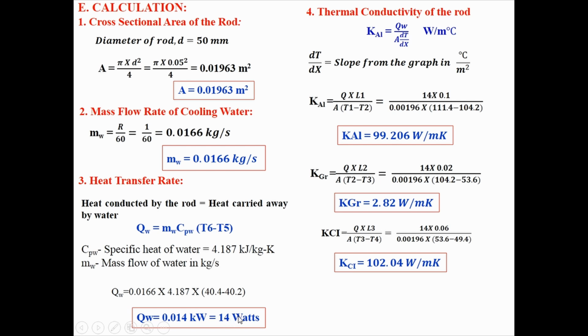With the help of this heat carried by the water, we can calculate the thermal conductivity for the different materials, I mean thermal conductivity for aluminum, graphite and cast iron. So first one, this is the base equation. You can see here how I can write the thermal conductivity equation. K, thermal conductivity for the first material, aluminum, is equal to heat carried by water divided by A into dT by dx.